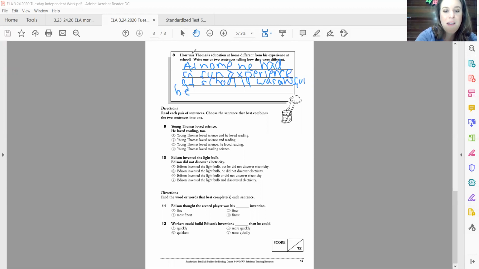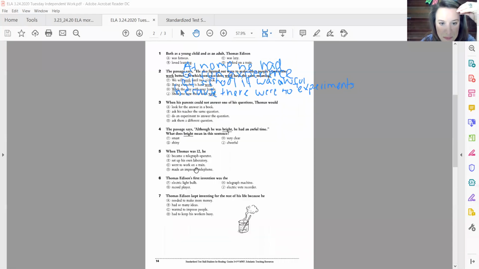And I'm going to give you a reason why, because we always like to back it up with something in the text, because there are no experiments. There we go. Hope I spelled experiments right. Let's see.